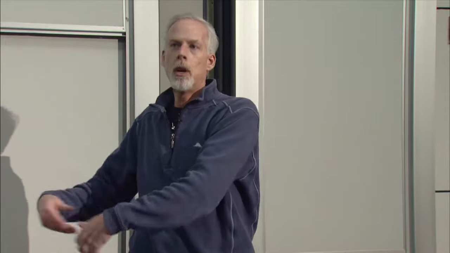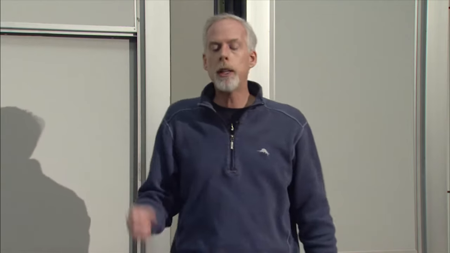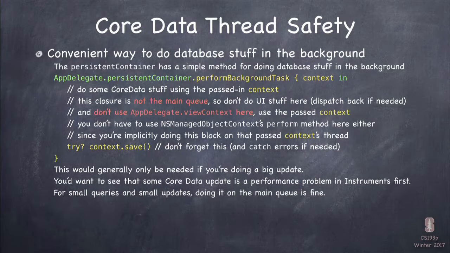But this doesn't really talk about how I get another context in a different thread, right? I want to do some code on another thread. Where do I get a context? The only context I know how to get right now is view context. That's the main queue's context. That's the only one I can get. Well, you're going to use this really cool method in persistent container. This is new in iOS 10, a super cool method. It makes it really easy to do background processing with core data. It's called perform background task.